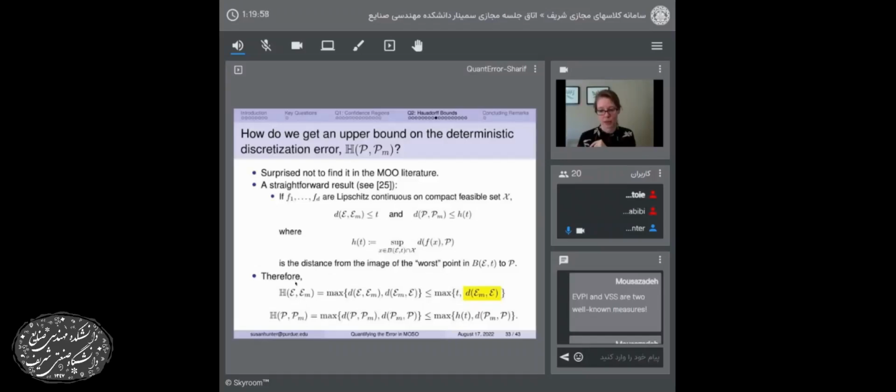So we get an upper bound that is based on the coverage error. We know how that converges. It converges as order t. So we can say the Hausdorff distance between E and EM is less than or equal to the max of t and then we have to get this right. This is the other side that we had, the orange line, but mapped in the decision space, right? So we want the distance from EM to E. This is the orange line in the objective space. So how do we get this term?